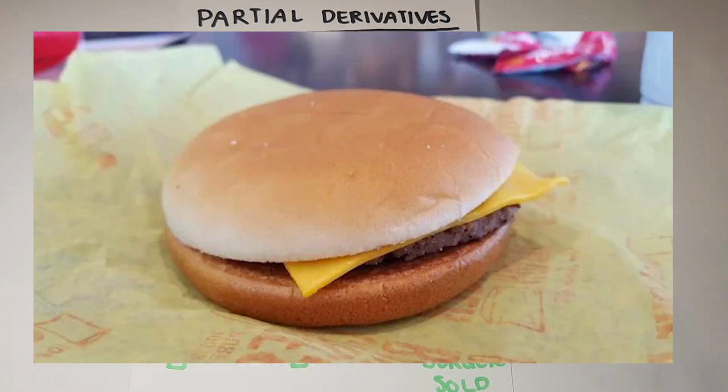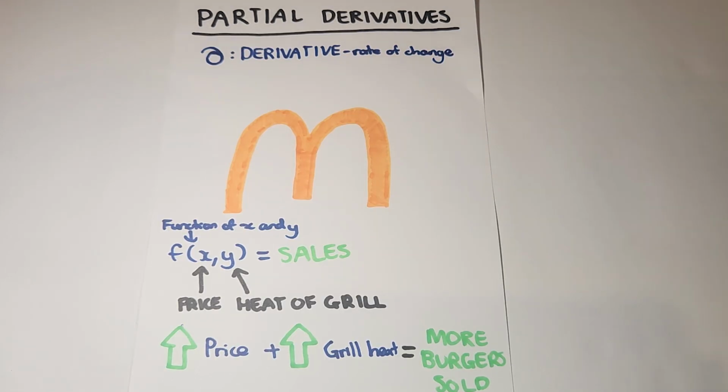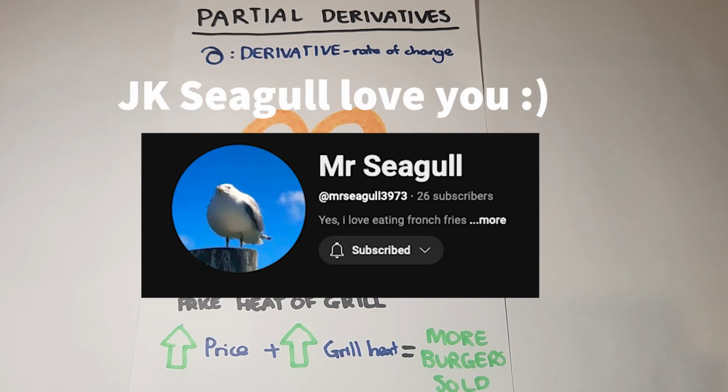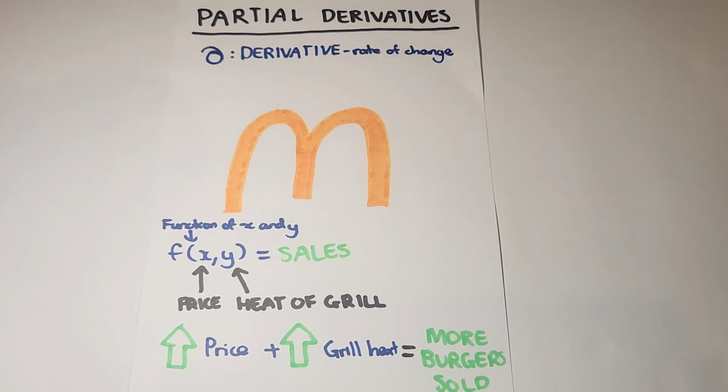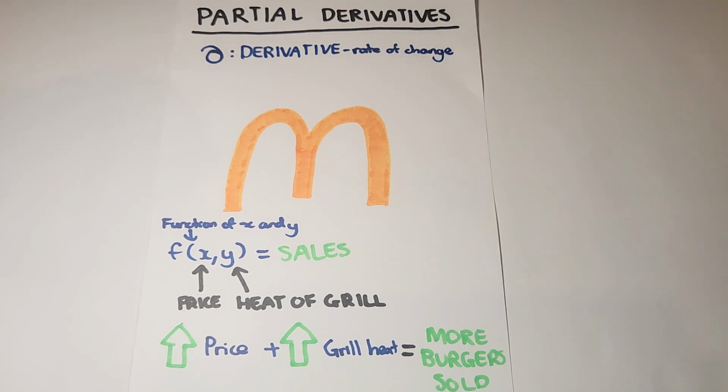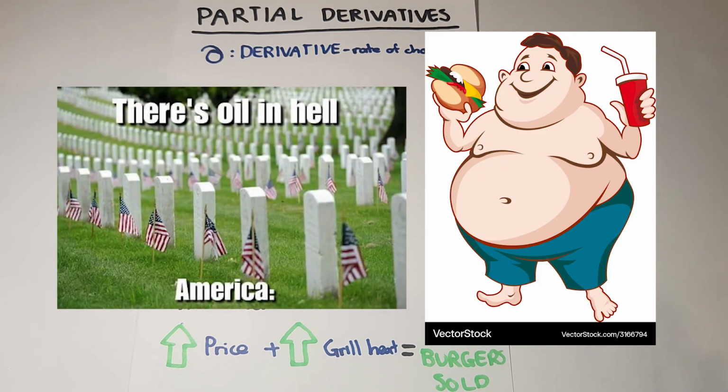Imagine them as a burger shop like McDonald's for you mildly overweight 24-piece McNugget and French fried vowels. You're the manager, and the amount of sales you get depends on the price of the burger X and the heat of the grill Y. Keeping prices low and efficiency high means you'll be able to deliver more burgers to more broke school kids.